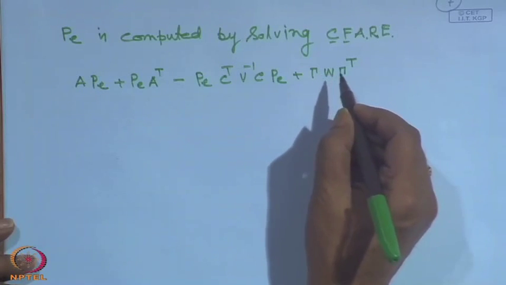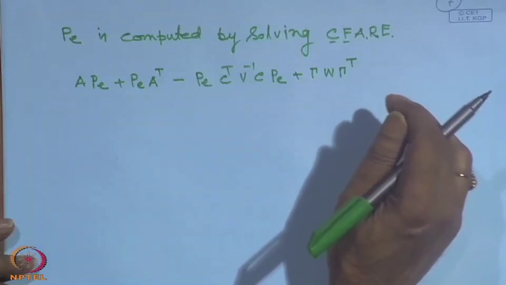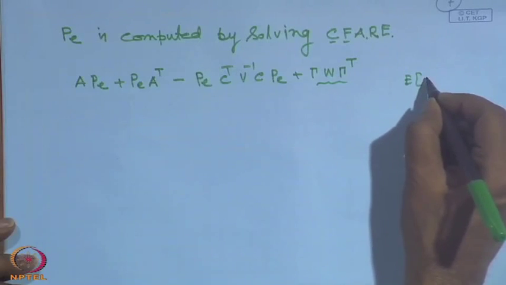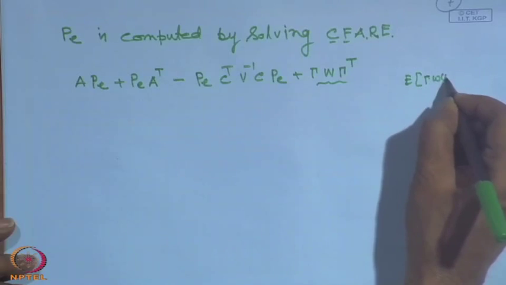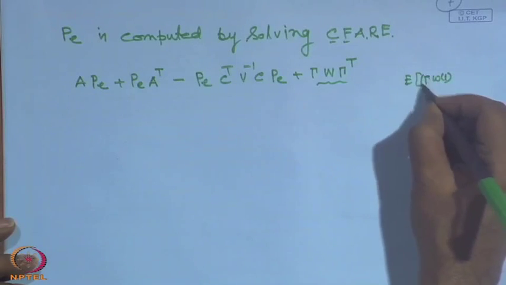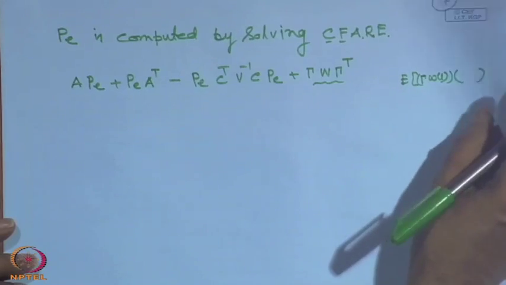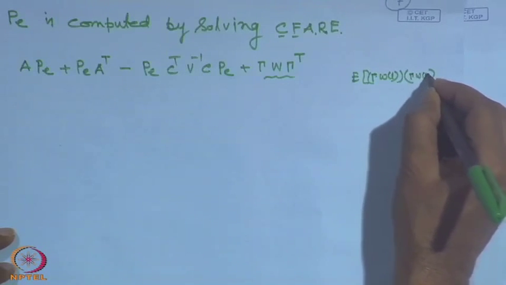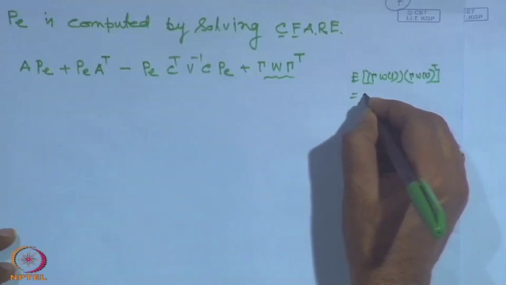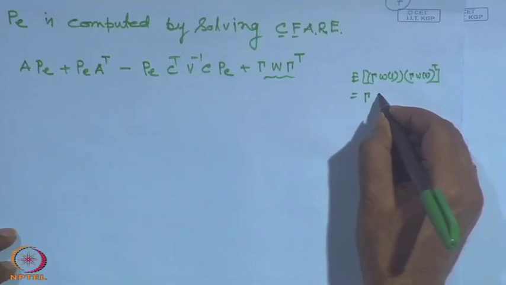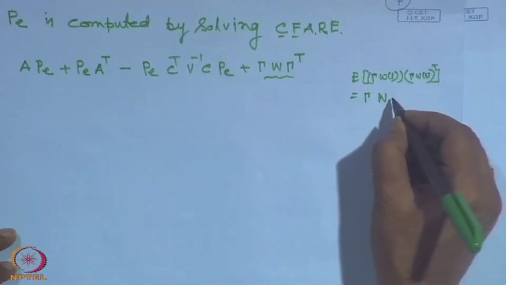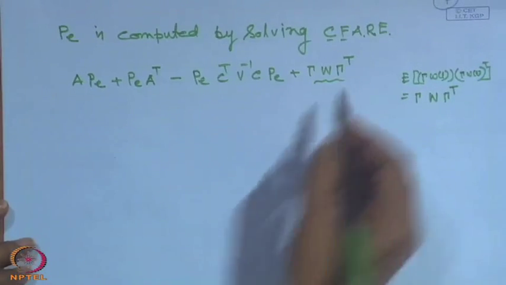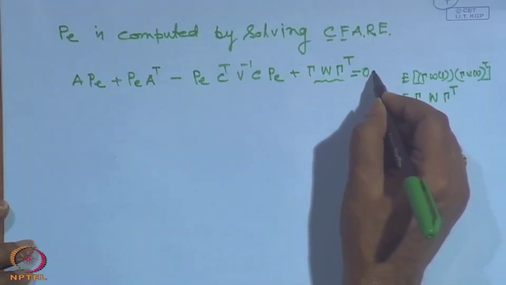What is this? It is the expected value of gamma into W of t. This term I am getting from here: the expected value of gamma W of t into the transpose of that, gamma W of t whole transpose, and that will come as gamma, that is W, the noise covariance, into gamma transpose. Anyway, this is equal to 0, and that is the equation number.